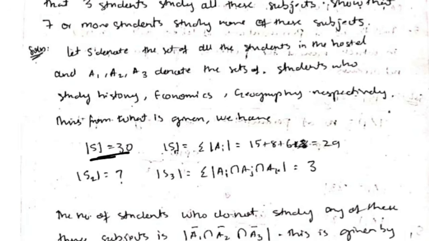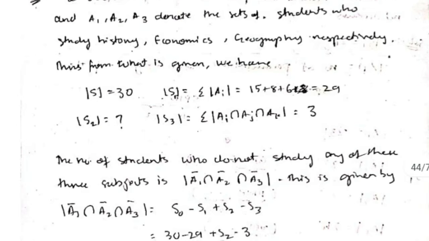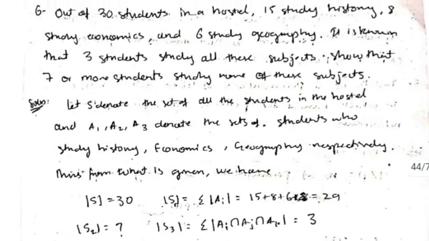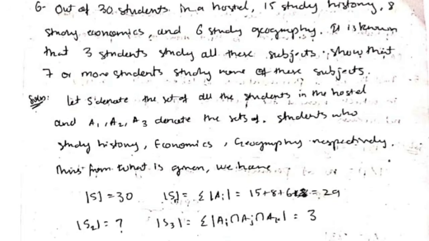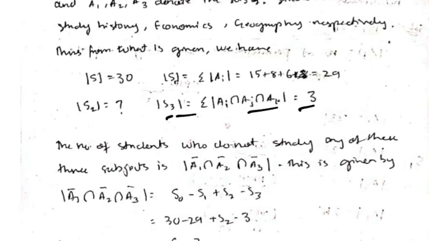Then what is S1? S1 means total number of people who study the single subjects, which is 15 study history, 8 study economics and 6 study geography. So 15 plus 8 plus 6 will give the value of S1, which is 29. S2 is not known because they have not given how many study 2 subjects together. But we have been given that 3 students study all these subjects, so S3 will be 3.